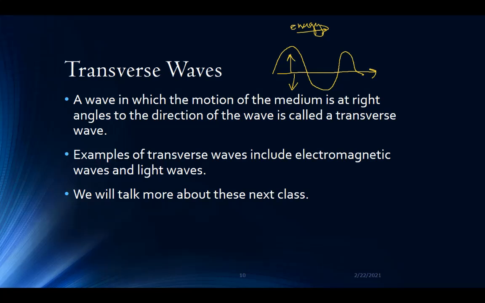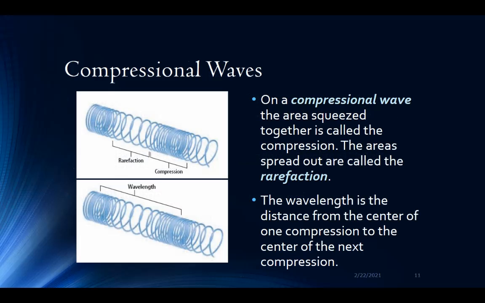The other type of wave we want to talk about is what's called a compressional wave or a longitudinal wave. In a compressional wave, the medium gets squeezed together in areas known as compressions and spread out in areas known as rarefactions. This wavelength corresponds the same way to what we saw in a transverse wave. Essentially, the rarefaction is like a trough where there's a lot less material, and the compression is like a peak where there's a lot more of the material together.